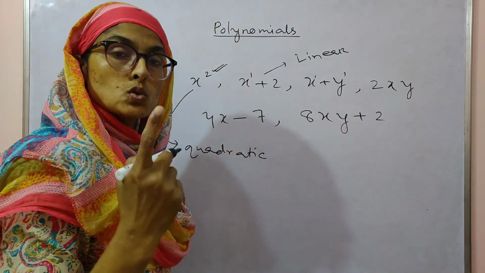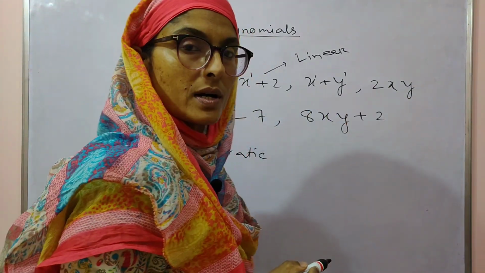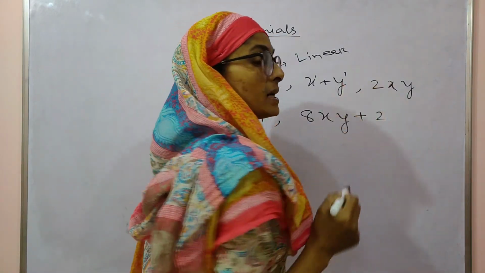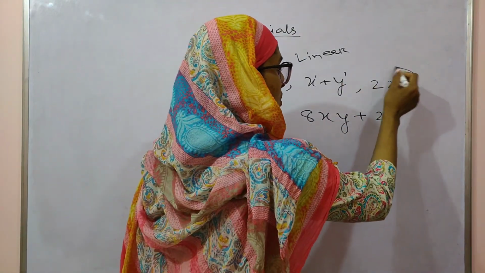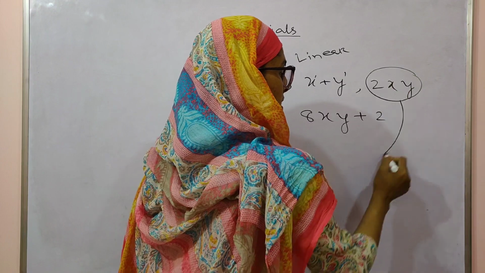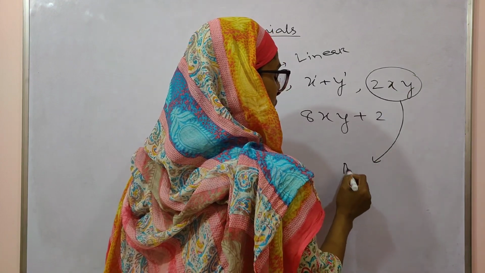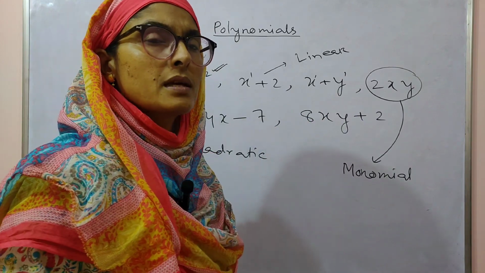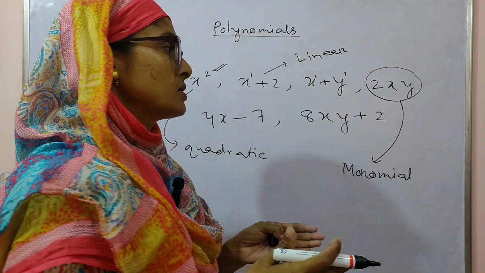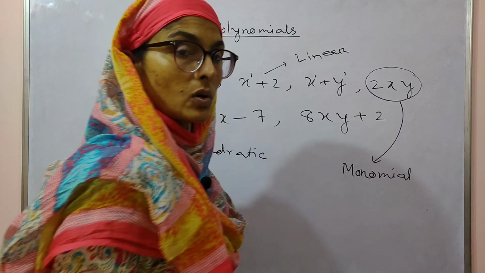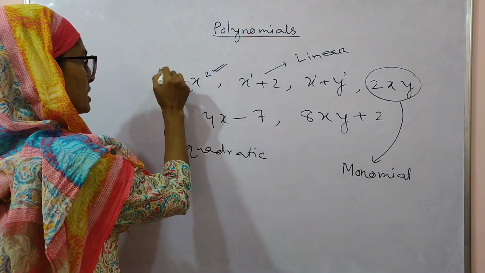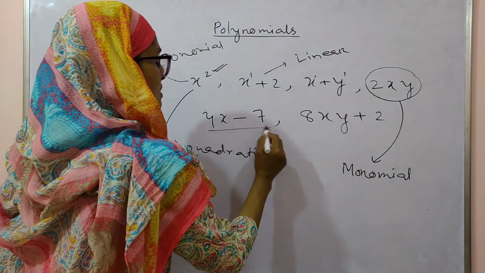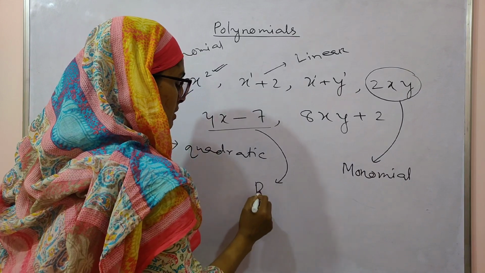2xy: here there are two variables, x and y, multiplied by 2. So this one is also a polynomial, and this type of polynomial is called a monomial. Monomial: when variables are multiplied together, this one is a monomial. This one is also called a monomial. This one is a binomial.